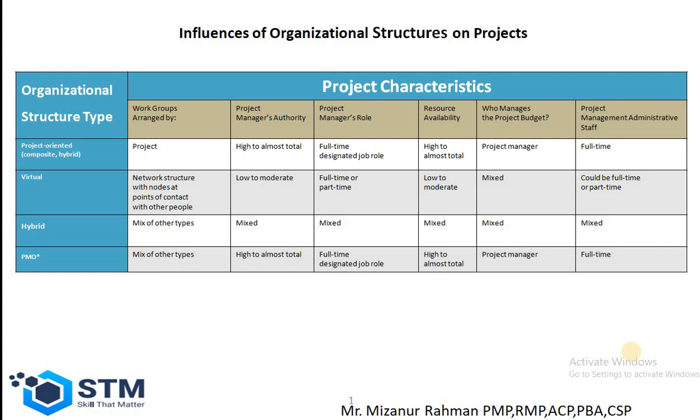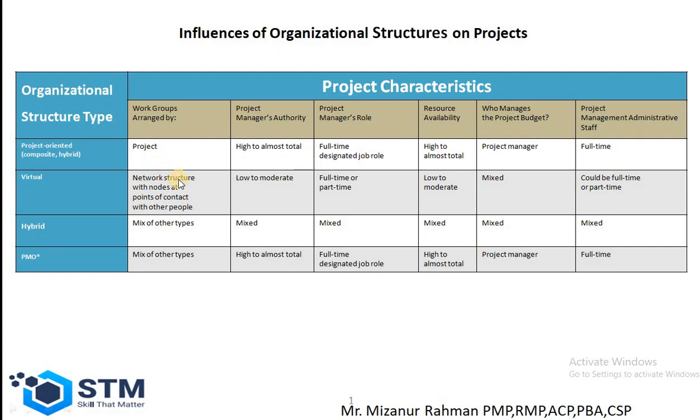If we go to the next slide, we can see that there are also some project organizational structure types. One is project oriented, virtual, hybrid, and PMO. In a project-oriented organization, the project managers and project team members are focused on that project. They work for that project. Here the project manager authority is high to almost total. The project manager role is a full-time designated job role. Resource availability is high to almost total. The project manager is going to manage the project budget, and there is also some full-time project administrative staff.